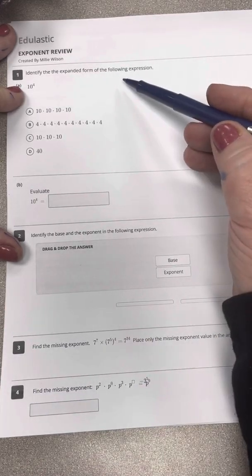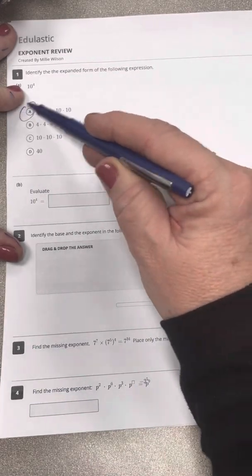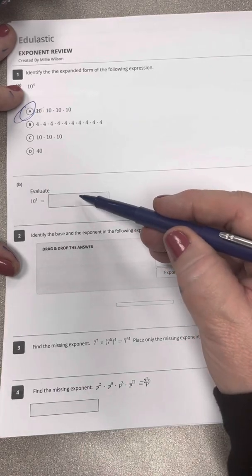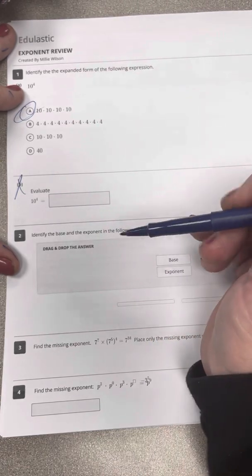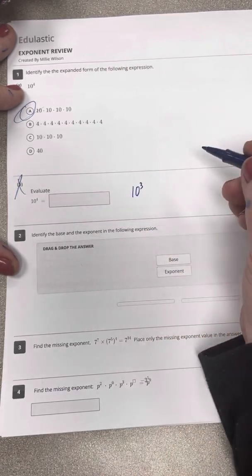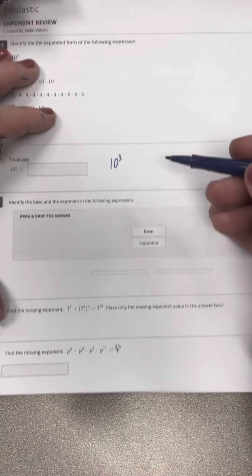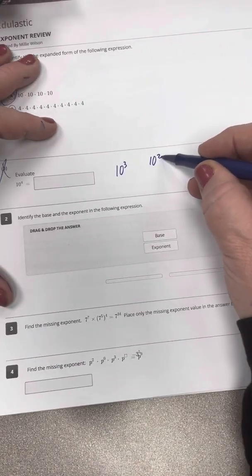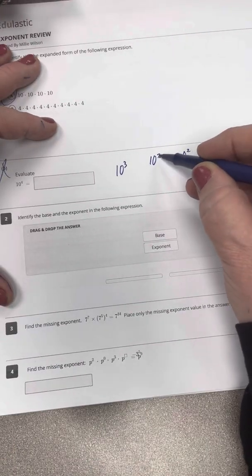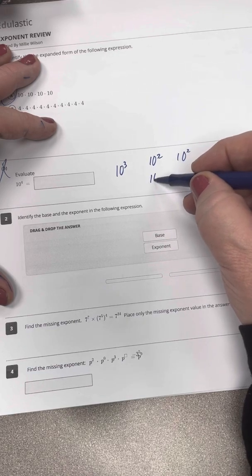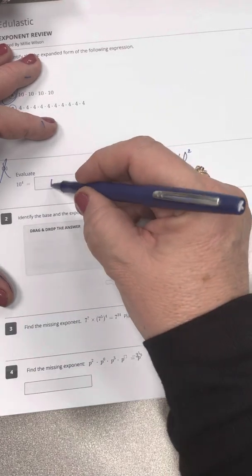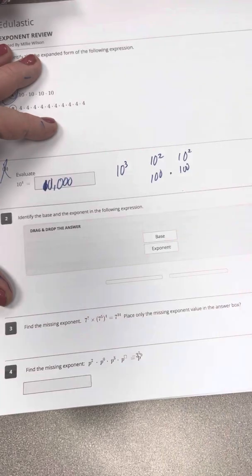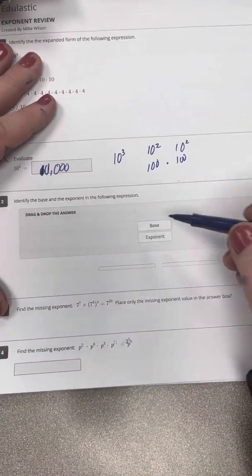Identify the expanded form. All right, that's going to be this one. Evaluate 10 to the 4th. Okay, this one won't be on your test because you don't have access to a calculator. At most, it would be 10 to the 3rd. But all you would have to do is 10 to the 2nd times 10 to the 2nd, because 2 plus 2 is 4. This is 100 and 100, and I multiply it, and I've got 4 zeros. 1, 0, 0, 0, 0. 10,000.